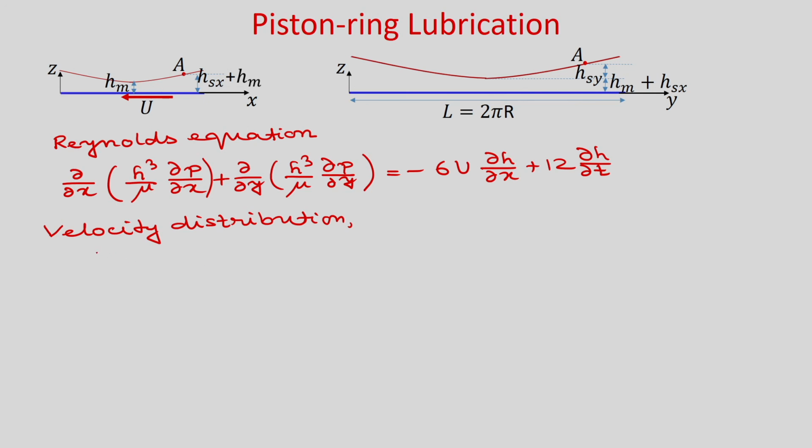So, you can see that we can write the solution u as 1 by 2 mu, minus del p by del x, into (z h minus z square), minus u (h minus z) by h. Okay. So, here velocity is in negative x direction, so it is minus u, and we have the normal direction as z. So, obviously, this is the velocity profile. And what are the boundary conditions?